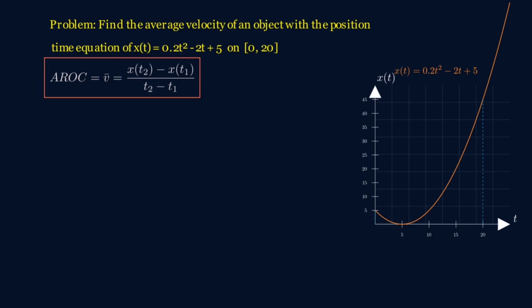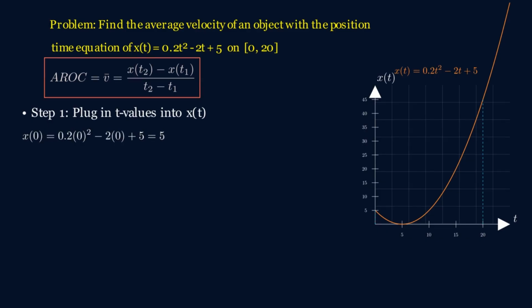The formula looks like this. Average velocity equals x of t2 minus x of t1 over t2 minus t1. All right, step 1. Let's plug in the time values into the position function.